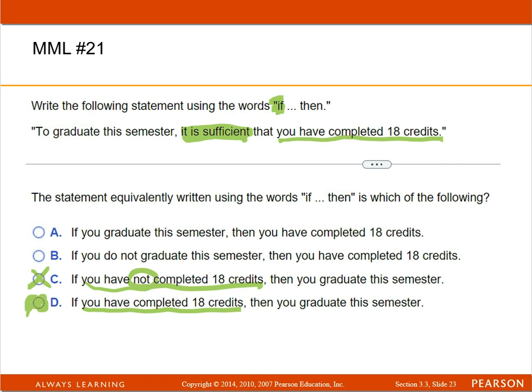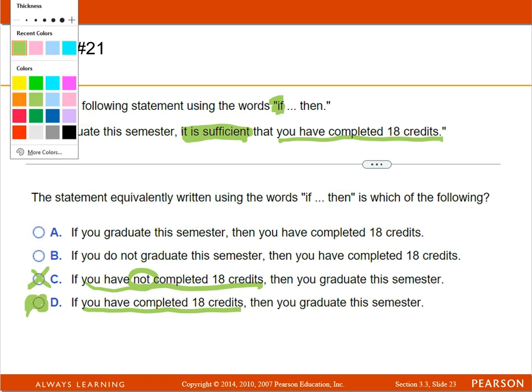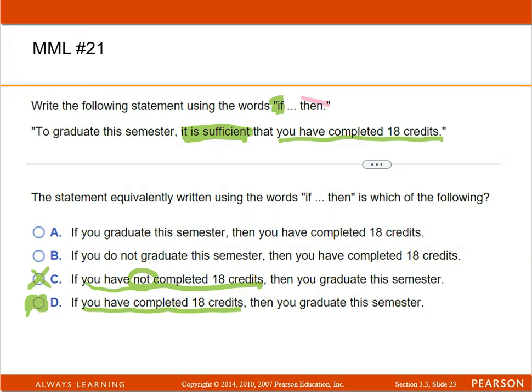If you have completed 18 credits, that is your hypothesis. And then the then part would go with graduating this semester, then you graduate this semester. So it's D. And that is the end of section 3.3. Now go do your homework.